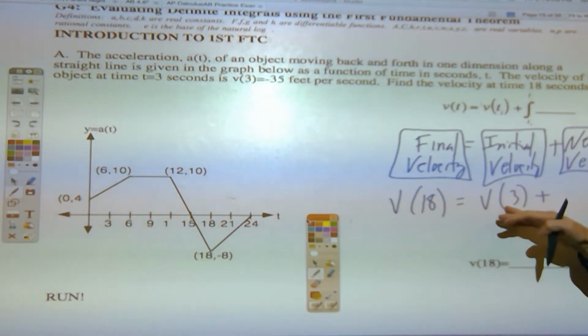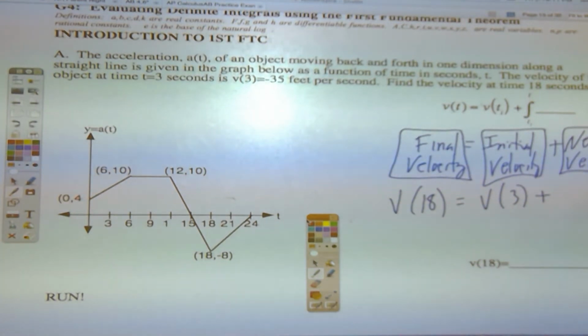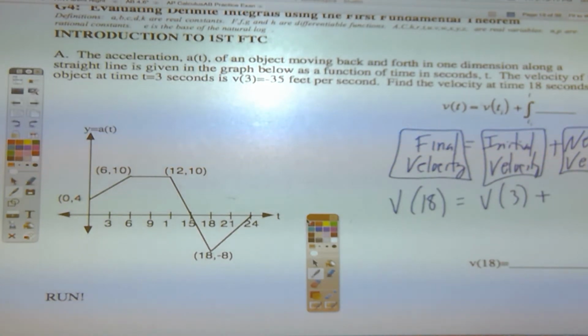V of 18 equals V of 3 plus what? Well, take a few moments to think about what the analytical representation, the calculus symbols, would be that you would use to represent net change in velocity. Just give that a go. I'm going to pause the camera while you wrestle with that.